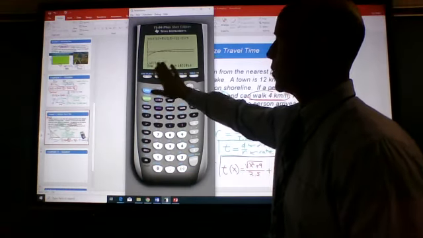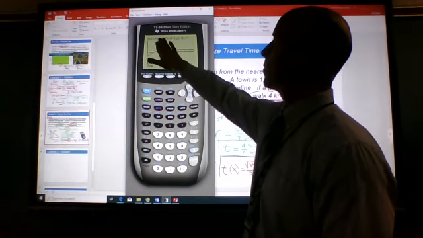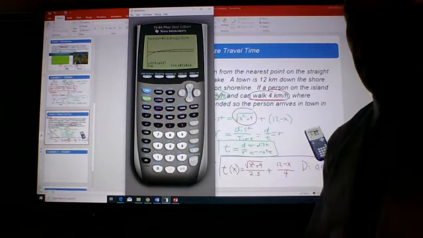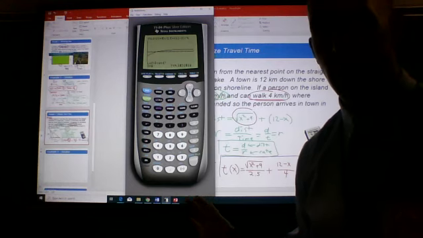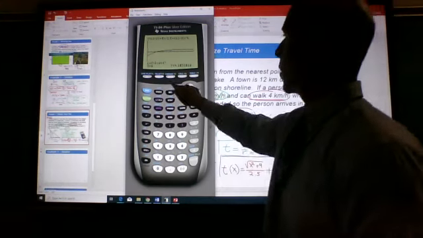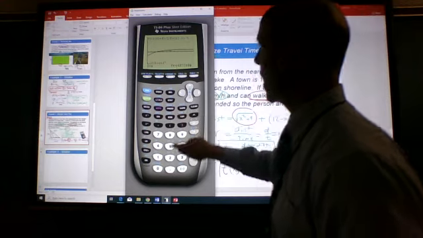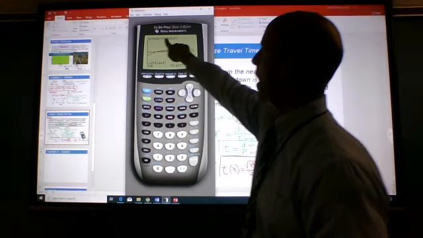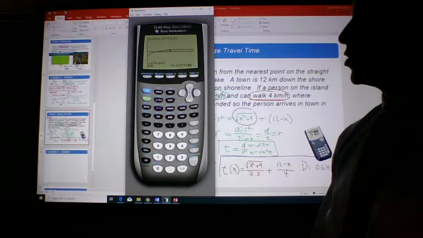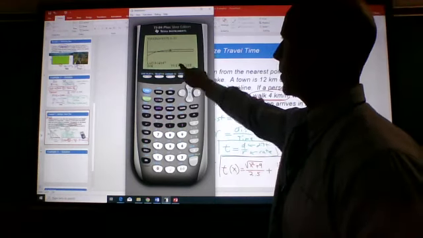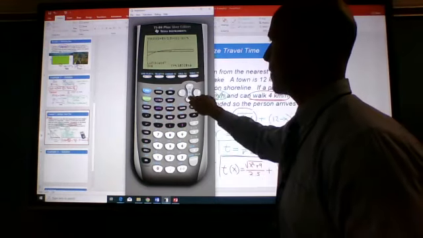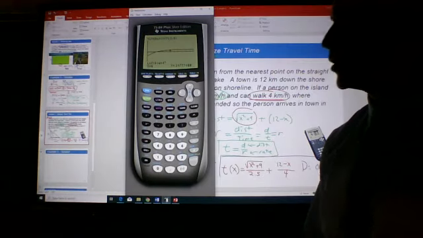Now, here's the thing. When you get to this, it says y1 equals blah blah blah. I don't want to find the zero of y1. I want to find the zero of y2. So I'm going to hit the down arrow, and notice that it changed the equation at the top to numeric derivative of y1. So again, if I hit up, that gives me the y1 graph. I'm going to go down to the y2 graph.